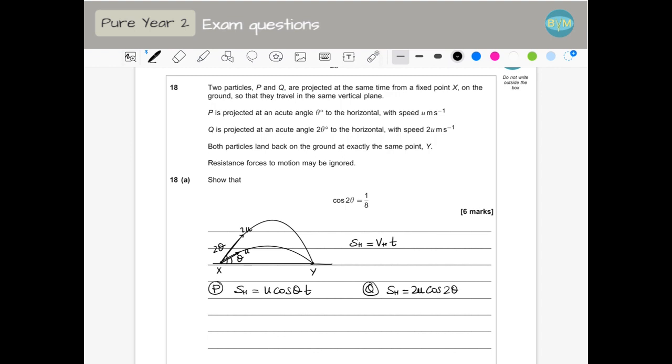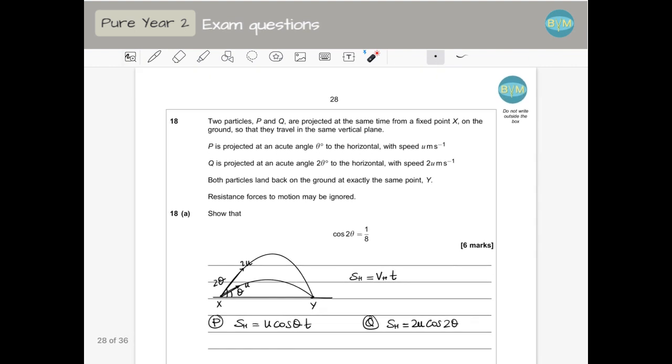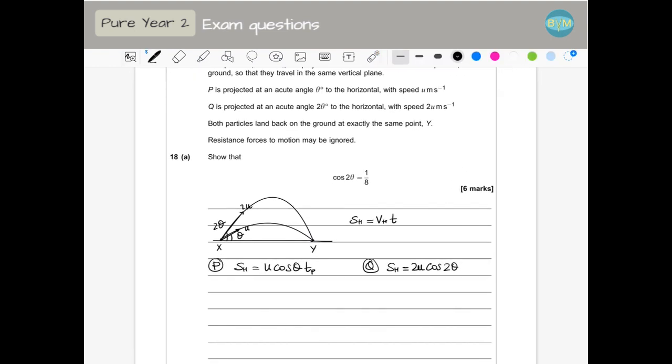And the time is not going to be the same, and I know that's a common mistake for the people that did this question. They are projected at the same time and arrive at the same point, but they do not take the same time. So we have two different times, which we can call TP and TQ. We can make these two equal to each other: u cos theta TP is 2u cos 2 theta TQ. We can cancel u, but we still have too many unknowns.